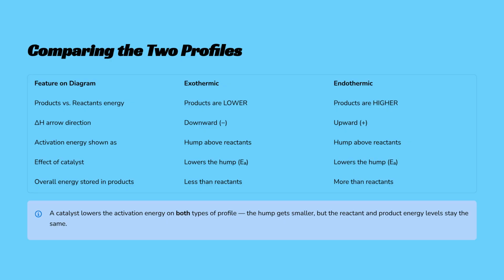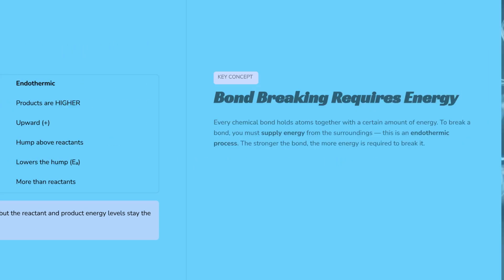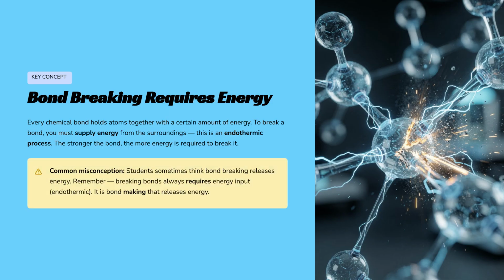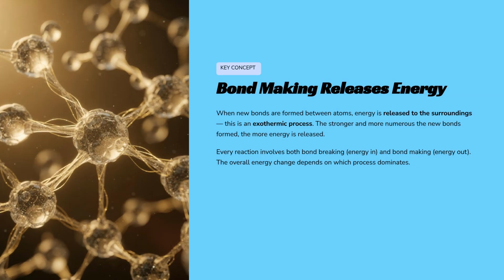It does not change the energy levels of the reactants or products. To break a chemical bond, energy must be supplied from the surroundings, making bond breaking an endothermic process. The stronger the bond, the more energy is required. Remember, breaking bonds always requires energy. Conversely, when new bonds are formed, energy is released to the surroundings. This is an exothermic process.